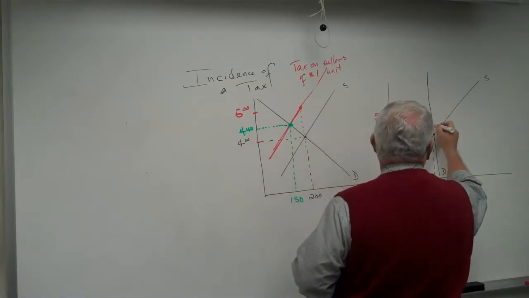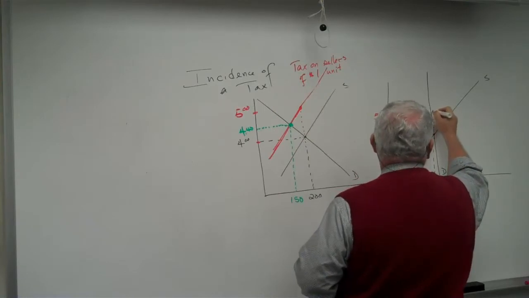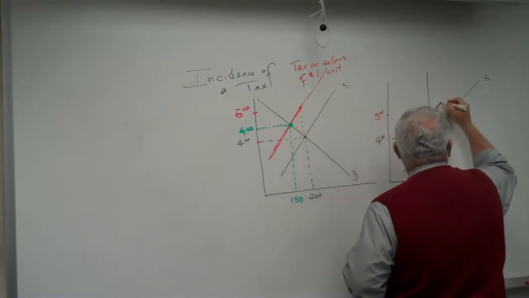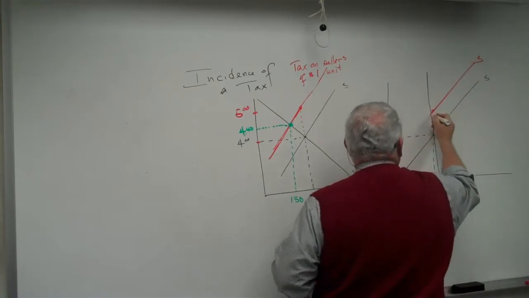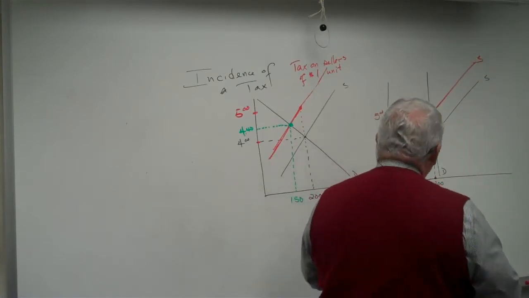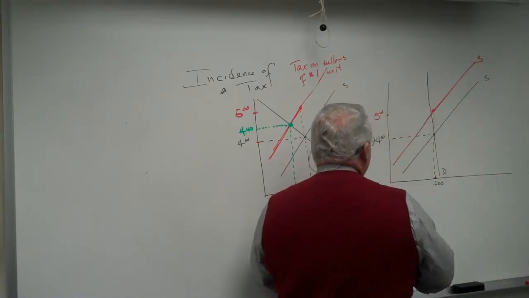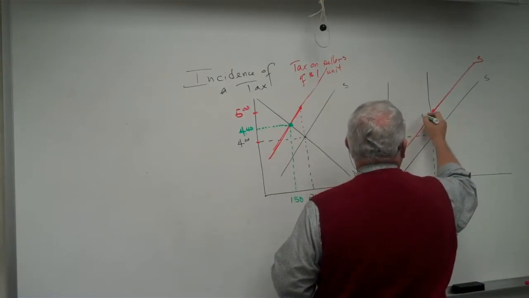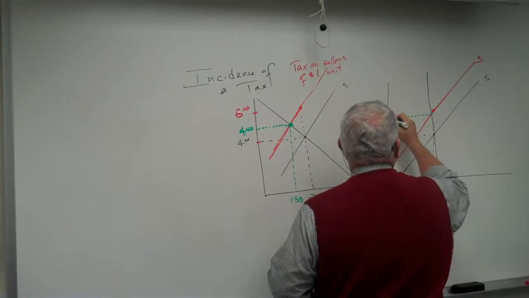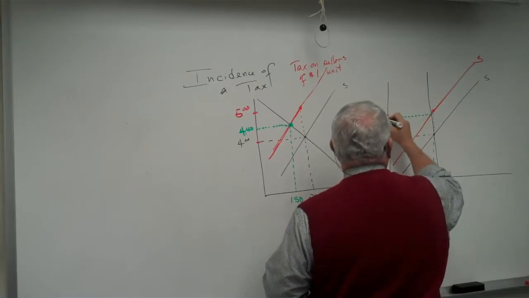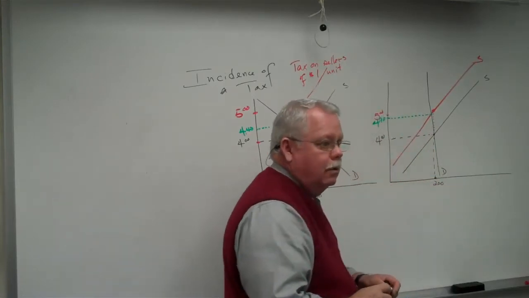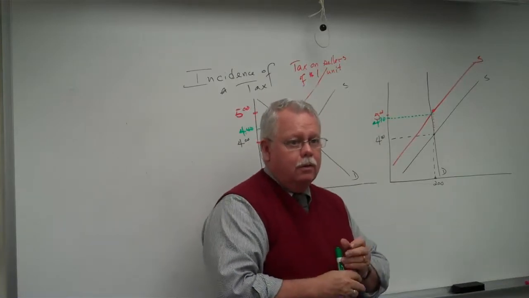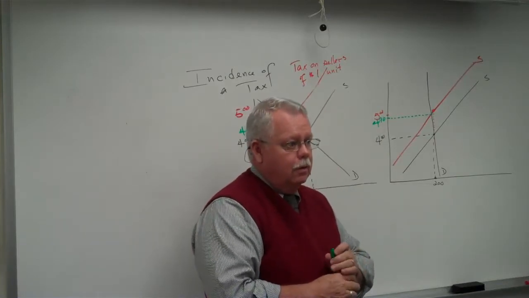So I'm going to go vertically up to here. There's my new supply curve. And there's my new equilibrium at $4.90. Buyers willing to pay more.